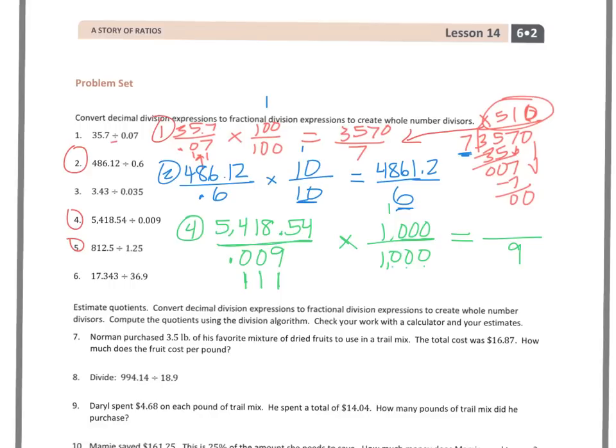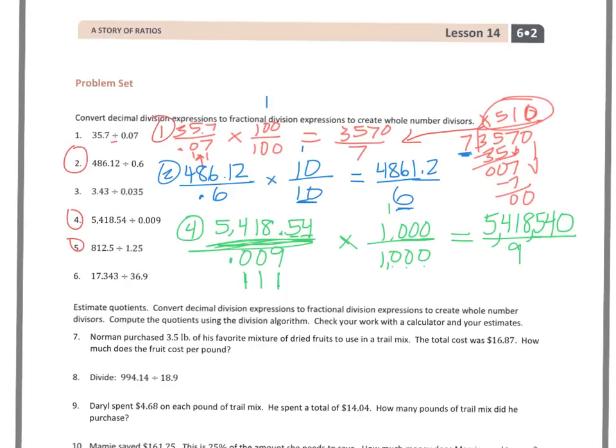And all of this on my top, my dividend, is going to jump 3 place value places to the left. So I'm still going to have 5,418, and it's going to change, obviously. The 5 and the 4 are 2 places. I have to add my third as 0. So what I end up with is 5,418,540 divided by 9. And that's 3 places.